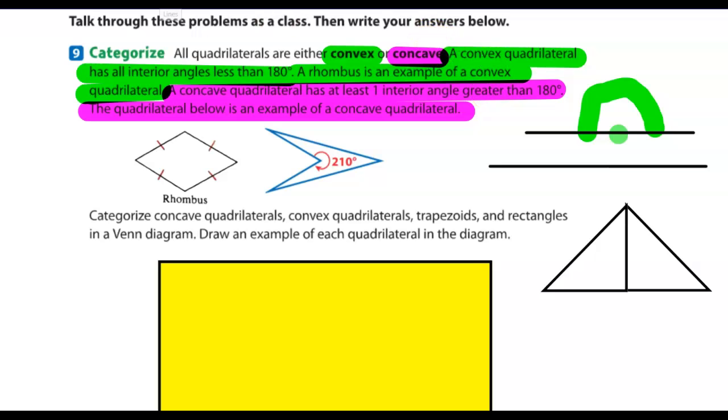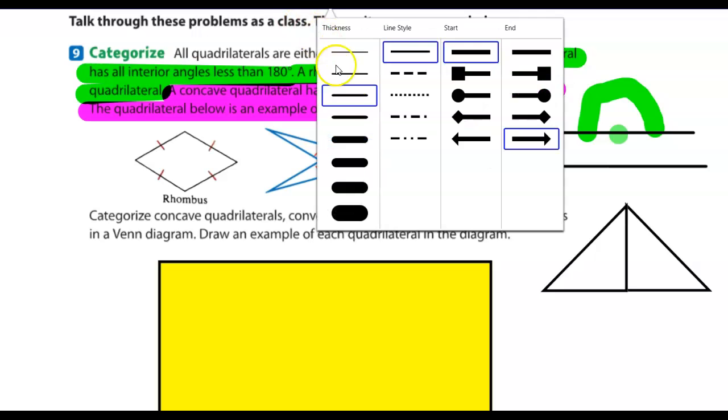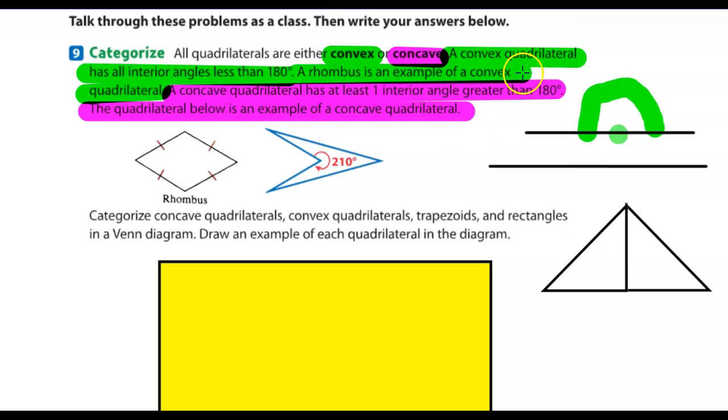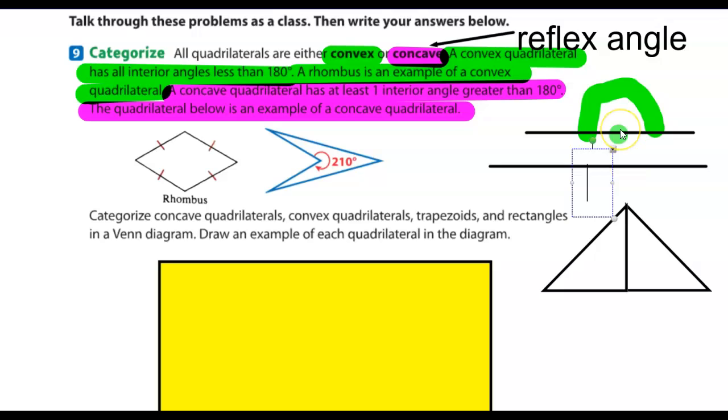This concave, until this year, really, until we started using iReady, this would have been called a reflex angle. So you have a reflex angle there, which is greater than 180 and less than 360. And then right here, you have a straight angle.